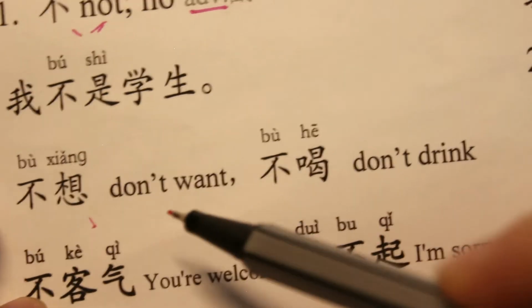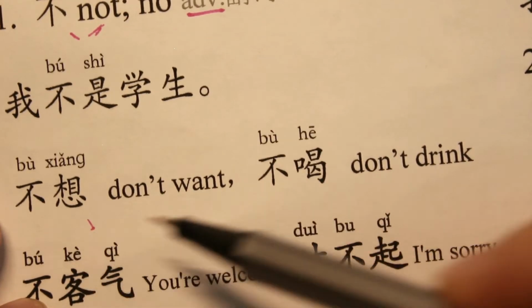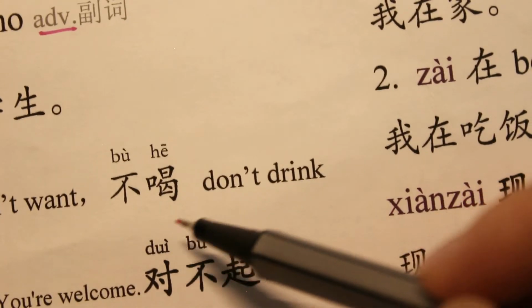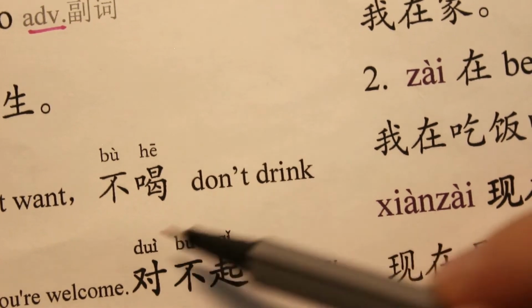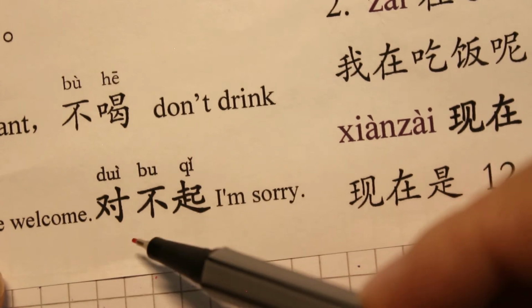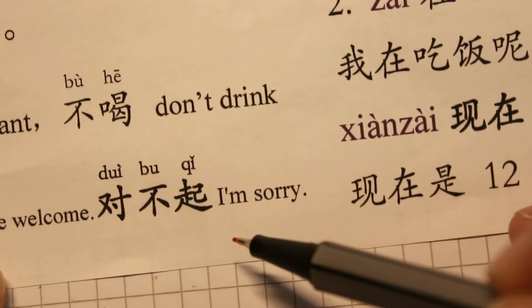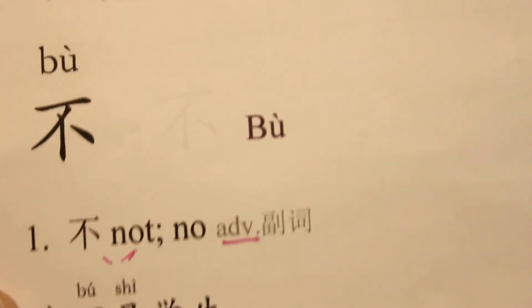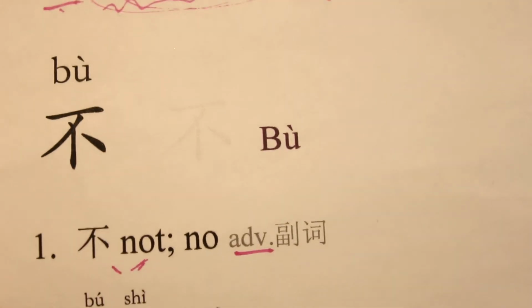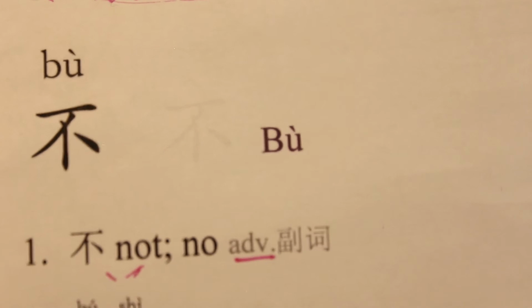Okay, now here we also have more words for you. 不想 means don't want. 不想. And next one 不喝 means don't drink, don't want to drink. 不喝. And next one 对不起 means I'm sorry. 对不起. Okay, now let's write 不 together.